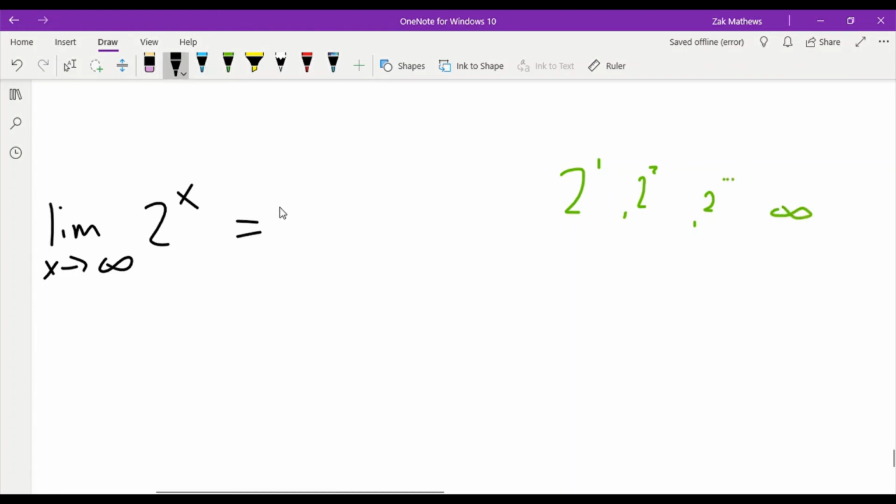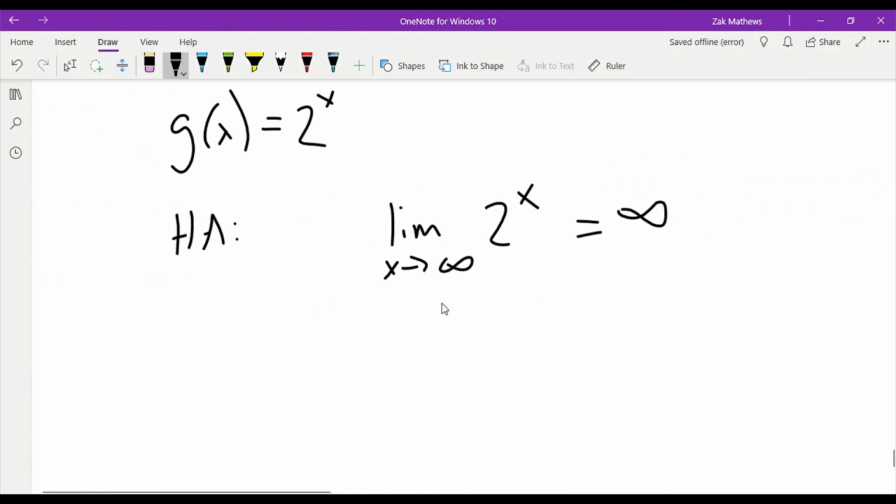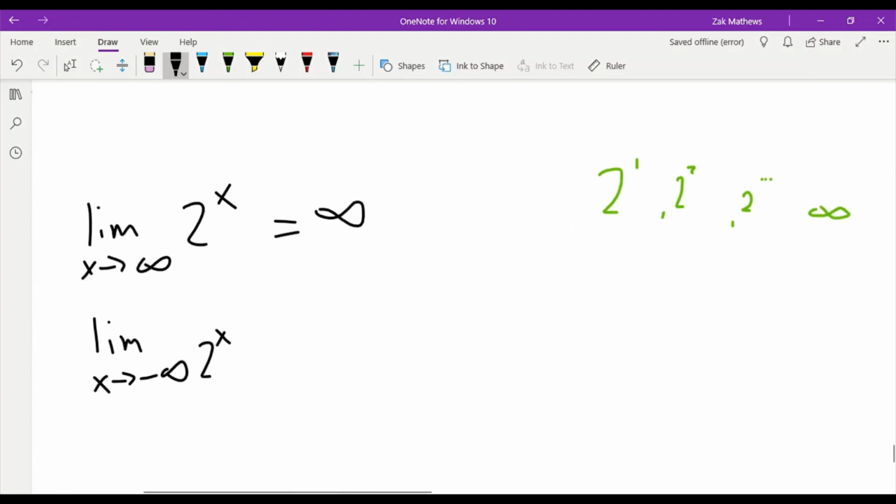And so our limit here would be infinity, and we'd have to say, hey, there's no horizontal asymptote, but we can't say that because remember we have to check both directions. So I'm also going to look at the limit as x goes to negative infinity. So if we think about this one now, we'd have 2 to the negative 1, 2 to the negative 2, 2 to the negative 3. Just keep going up. So we would really have 1 over 2, 1 over 4, 1 over 8.